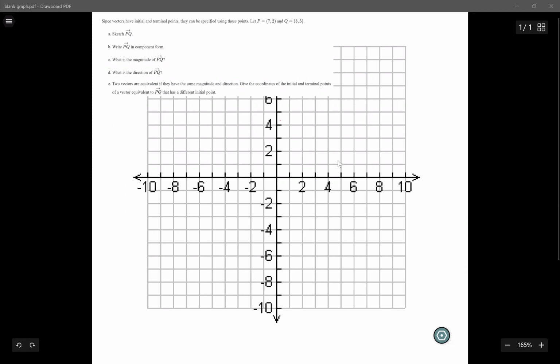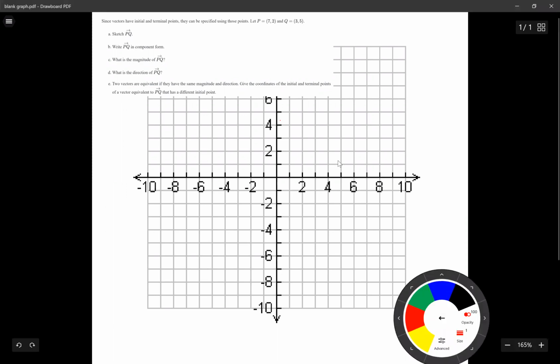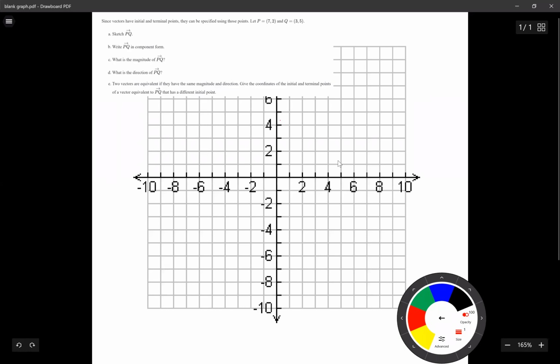All right, so problem 6-64. First of all, you are given point P and point Q. Point P is (7, 2). 7, 2 is point P. And point Q is (3, 5). 3, 5 here is Q. Okay, and sketch vector PQ.